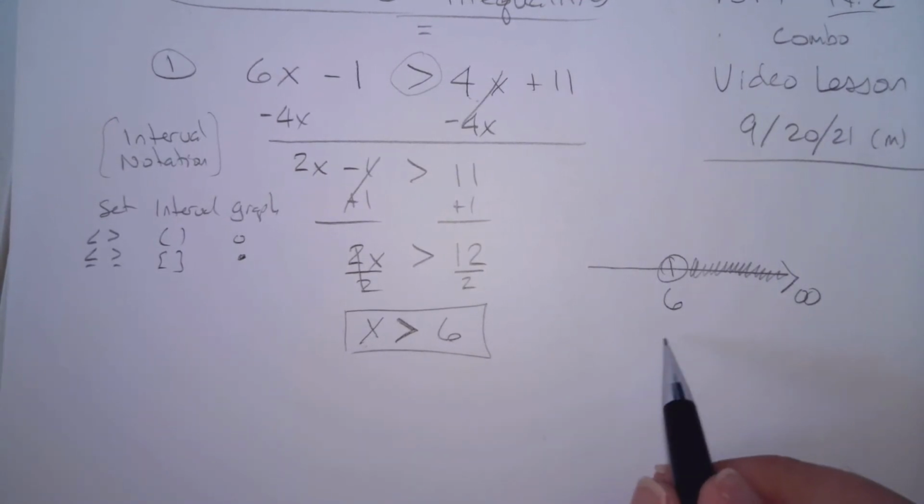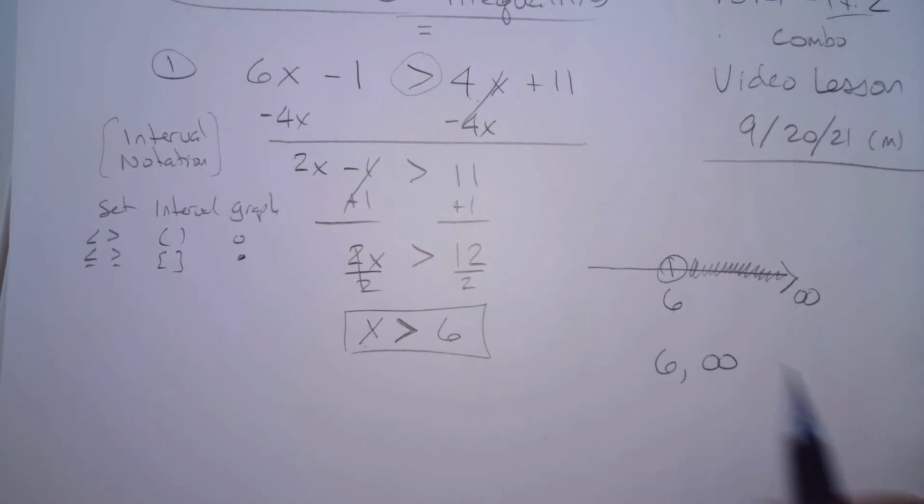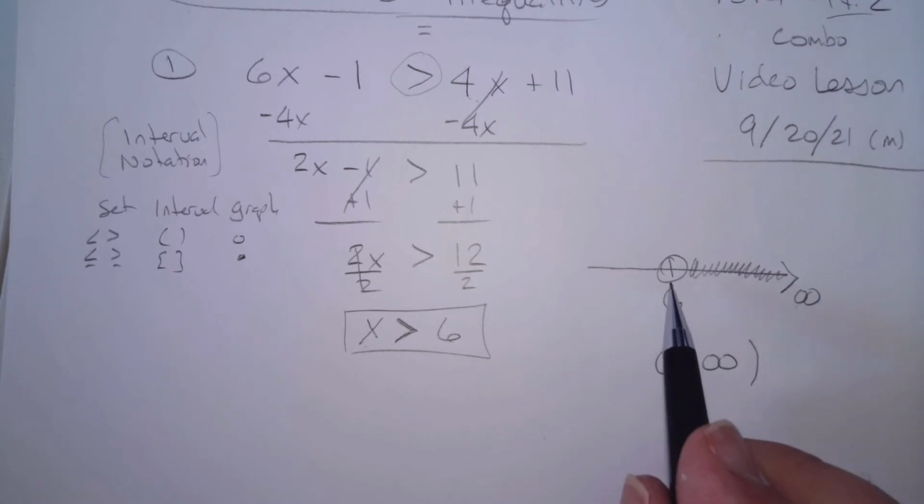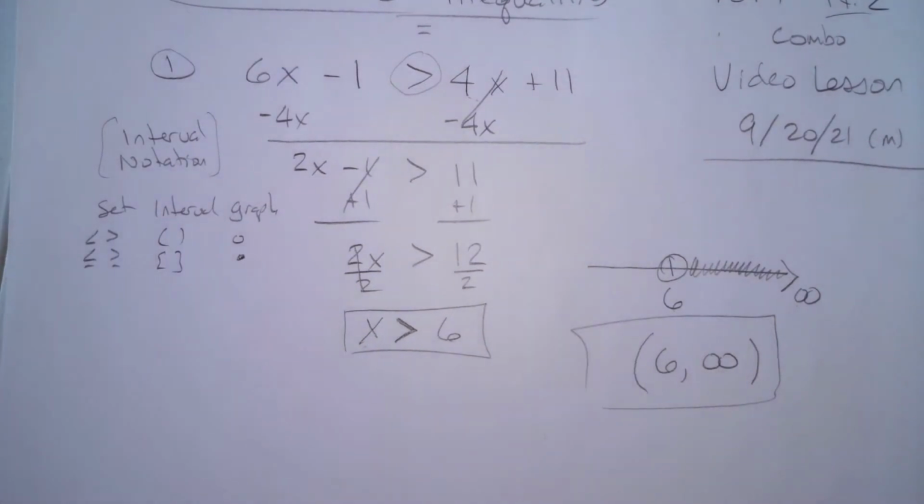Now the interval notation, you only take the endpoints. 6 to infinity. Infinity is always parentheses since you can't get to it. And since that's open, you can't use the bracket. And there's that solution.